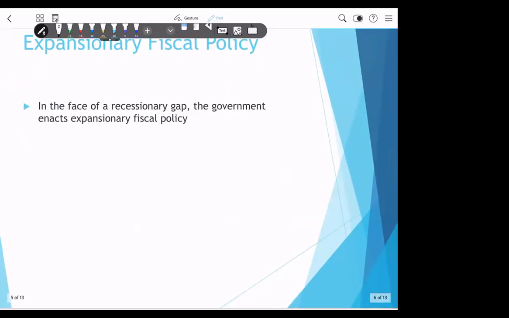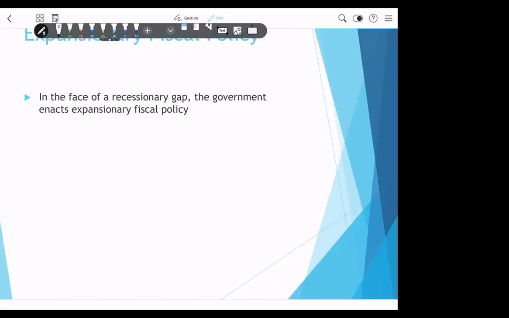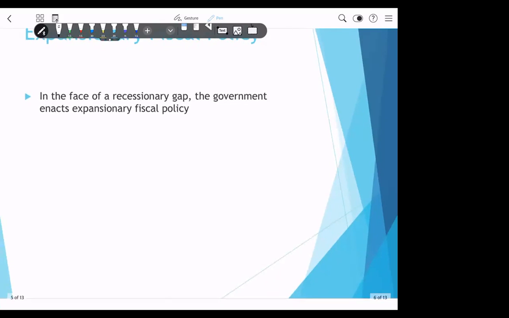So just like we have expansionary and contractionary monetary policy, we have expansionary and contractionary fiscal policy. In the face of a recessionary gap, the government can enact expansionary fiscal policy. So, price level, and then we have real GDP.